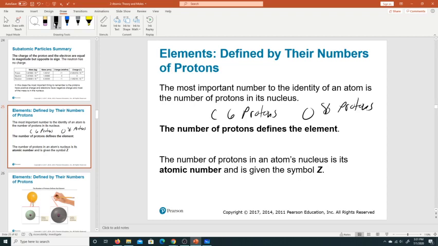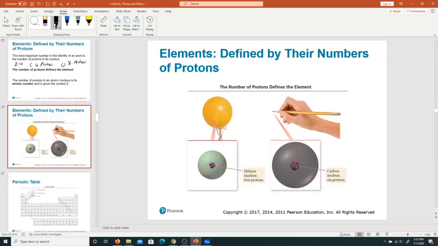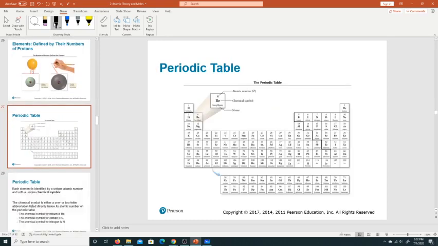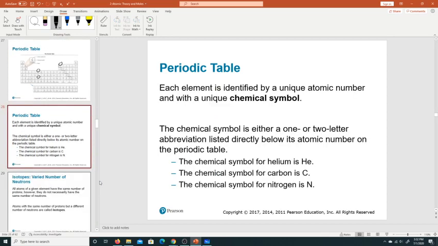So for example, if Z is equal to 6, we're talking about carbon. If Z is equal to 8, we're talking about oxygen. So the number of protons is represented by the symbol Z. On the periodic table, the atomic number is usually written above the element symbol. So boron has 5 protons, chromium has 24 protons, tungsten has 74 protons. That is the atomic number. Every element has its own atomic symbol.